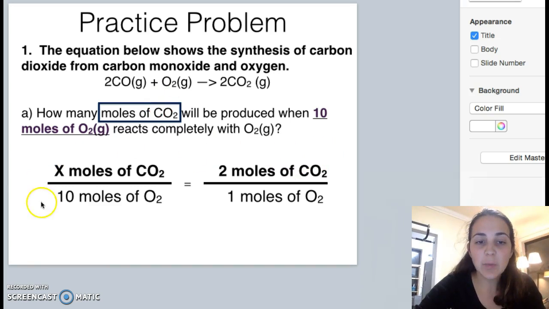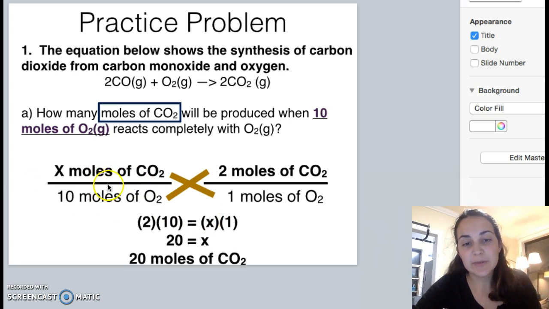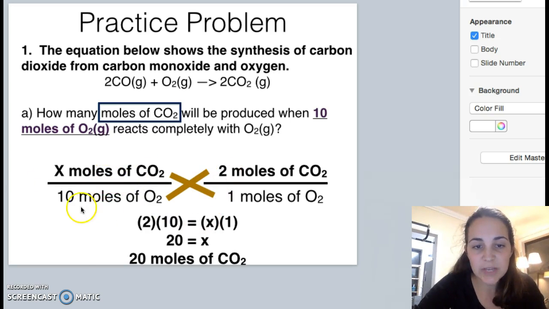Now that I have this proportion set up, I am able to do some cross multiplication in order to solve for my missing X value. When you do the steps on this cross multiplication, you're going to have 2 times 10 is equal to X times 1. That's going to give you 20 equal to X. And if you plug that back in, you can see that that means that there are 20 moles of carbon dioxide produced when 10 moles of oxygen gas are reacted.